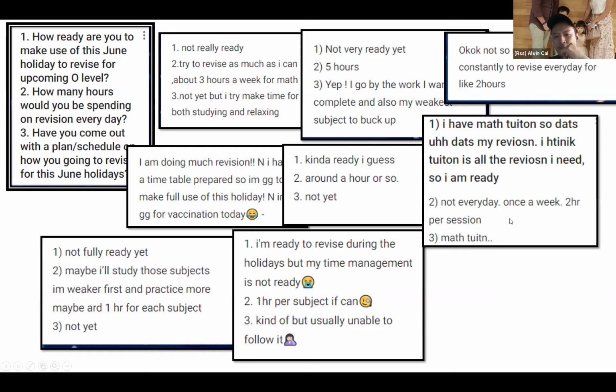Okay, math tuition, there's only once a week, 2 hours per session. Okay, so very much depend on the tuition itself. Okay, for this part, just to highlight that there are a couple of you taking the O-level second time, so quite a number of you got the B3. So the very much target that we are aiming for is A1.